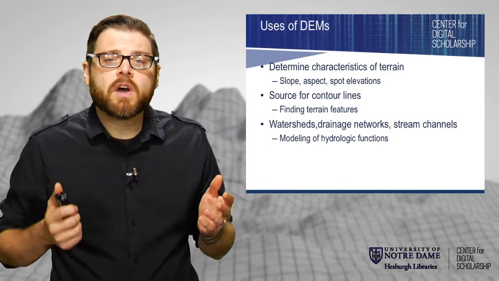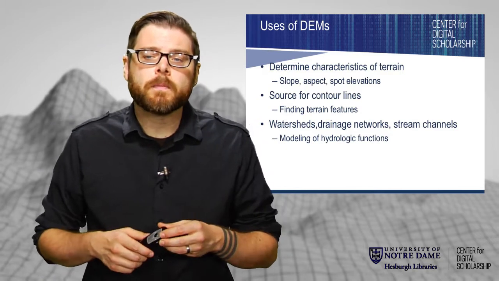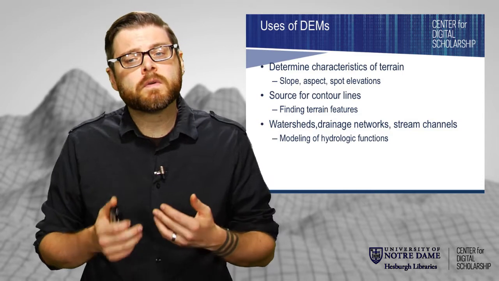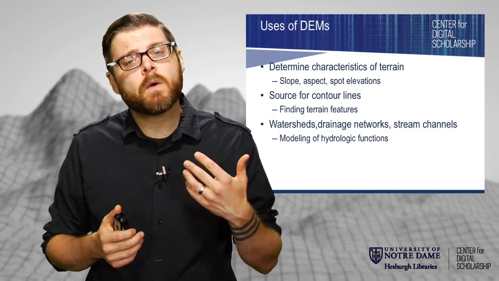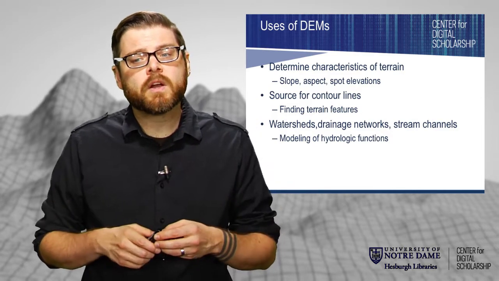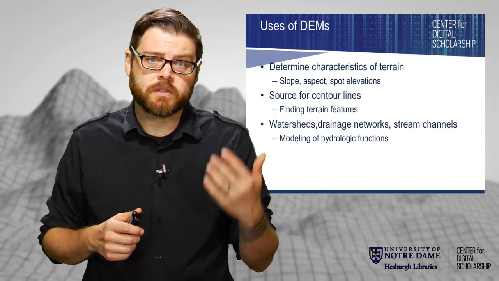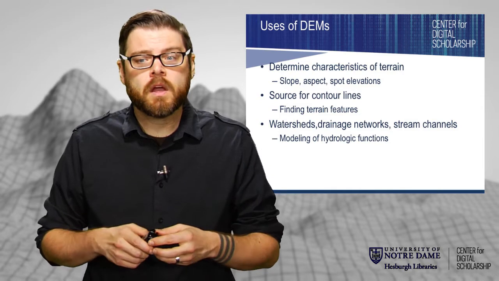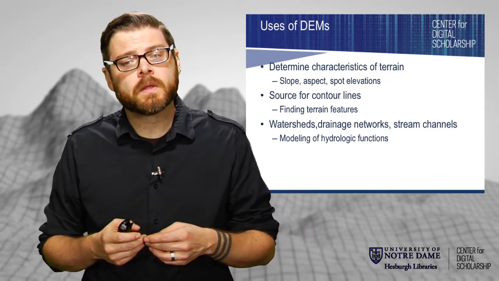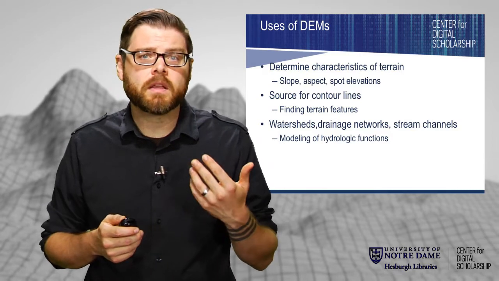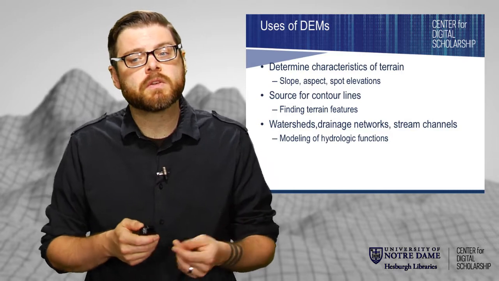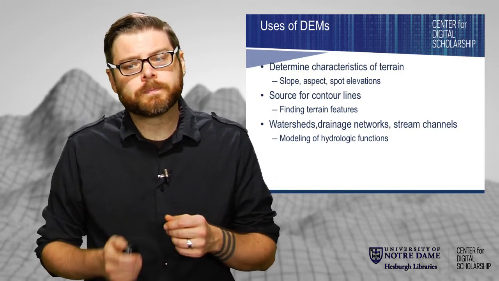Now, what are the uses of this type of model, this DEM model? Well, we can determine a lot of different characteristics of the terrain. And we're going to focus on a few of these. In addition to just being able to find out what the average elevation is at any point across the image that we have, we can also do things like create the slope, a measure of the slope, a measure of the aspect. We can create contour lines from the raster data. And we can begin to do things like modeling visibility or watersheds and drainage networks and all sorts of stream channels, something we'll get to in a later module.